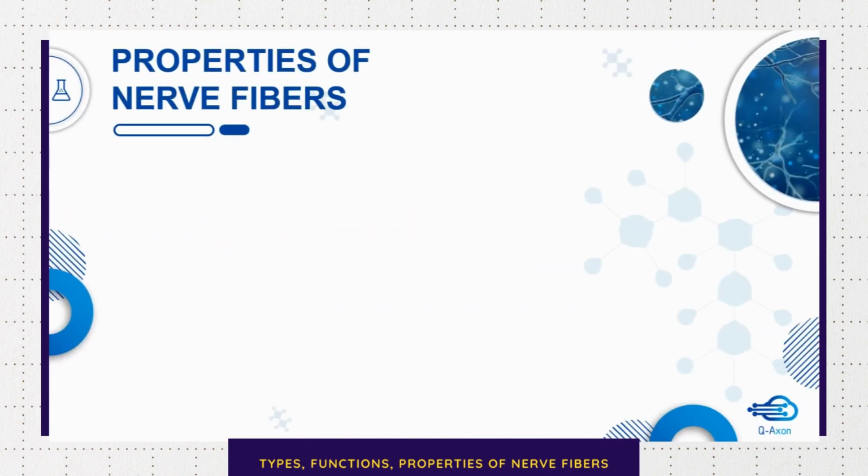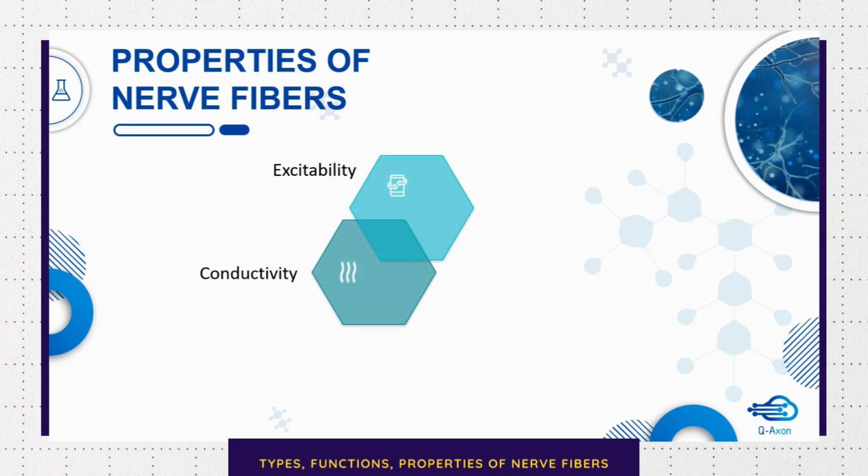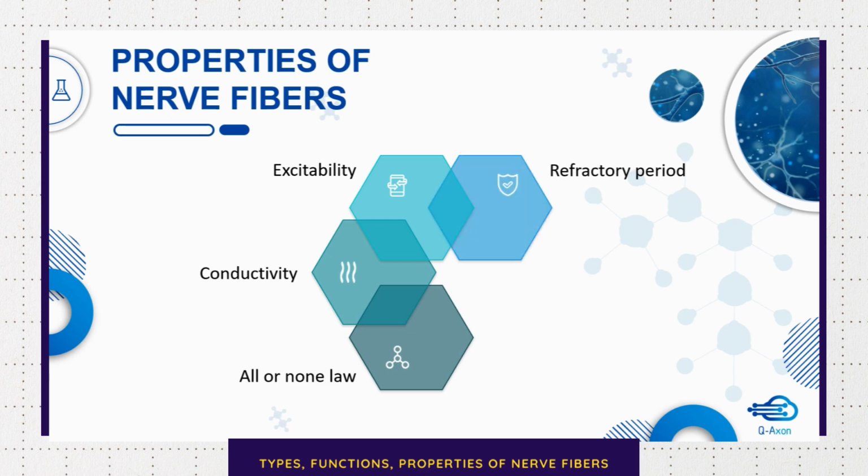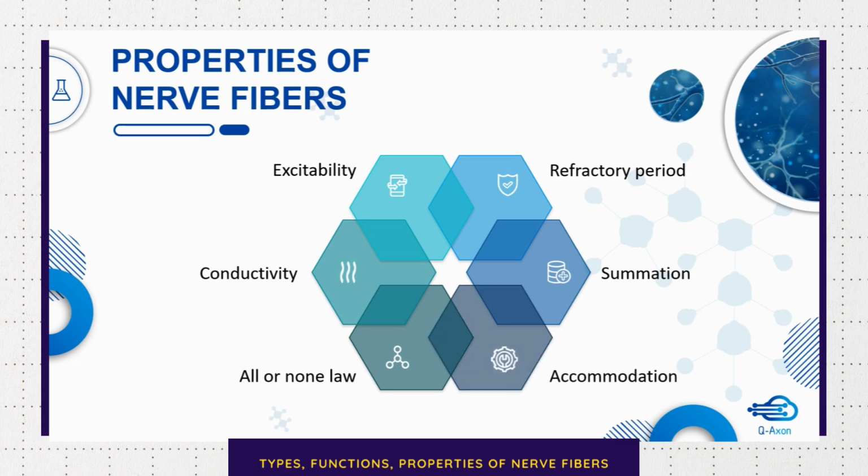Let us now discuss the important properties of nerve fibers. So the properties that we discuss in this section are excitability, conductivity, all or none law, refractory period, summation, and accommodation.